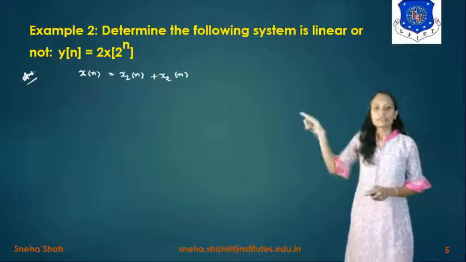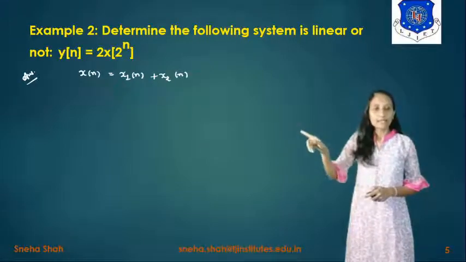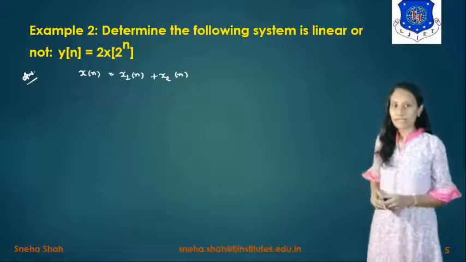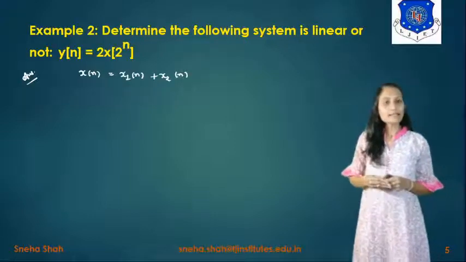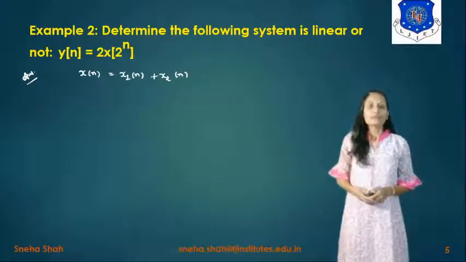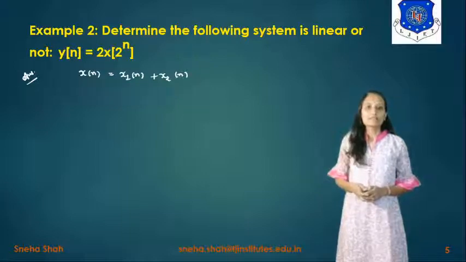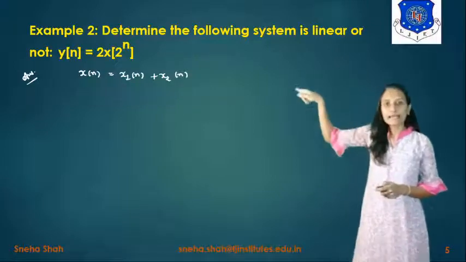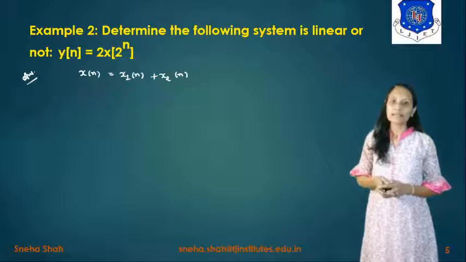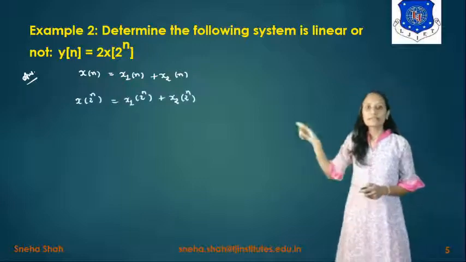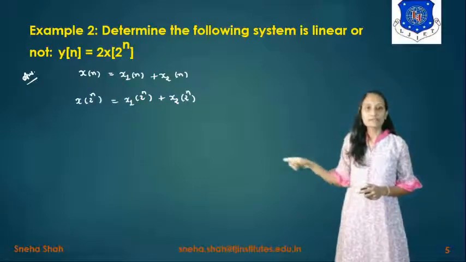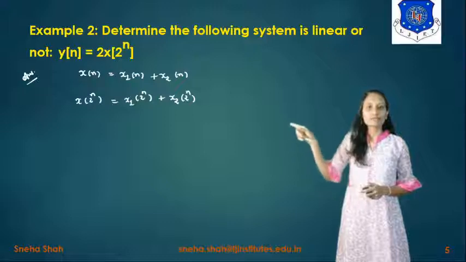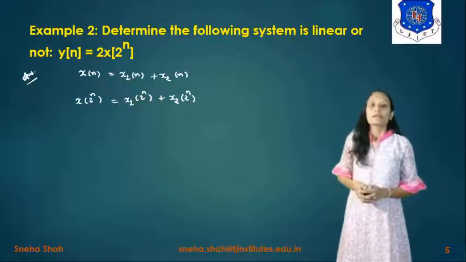First of all, we take the input signal as a combination of two inputs. It means x of n equals x1 of n plus x2 of n. Now, what are the values of x1 of n and x2 of n? Instead of x, we take x1 plus x2. So the term will be x of 2 raised to n equals x1 of 2 raised to n plus x2 of 2 raised to n.